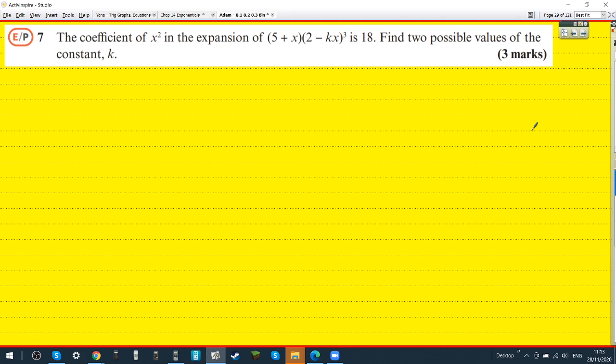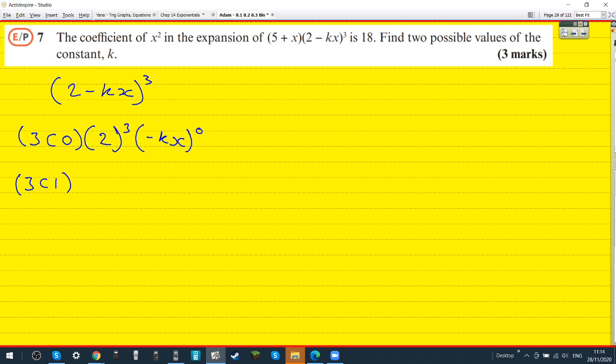I think let's expand this second bracket. Wait, so we do it the binomial way? Yeah. It should be 3 choose 0, brackets, 2 to the power of 3, brackets, minus kx to the power of 0. And then the next one would be 3 choose 1, brackets, 2 to the power of 2, brackets, minus kx to the power of 1.